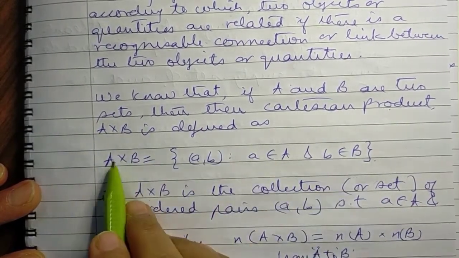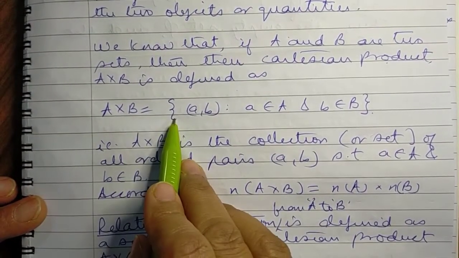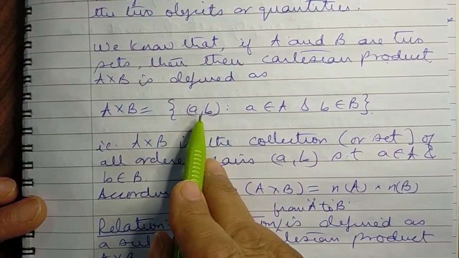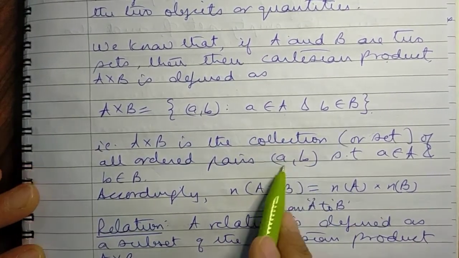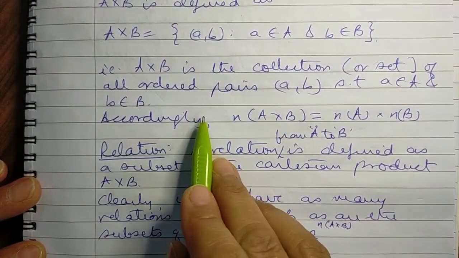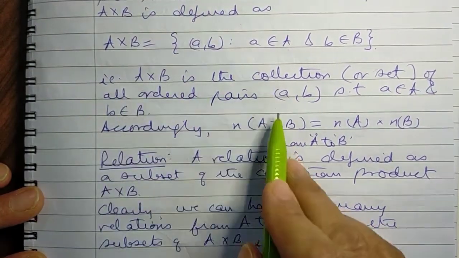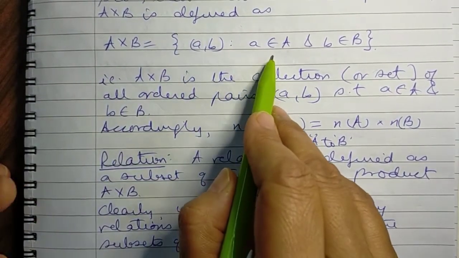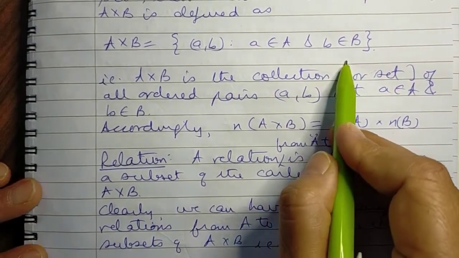then their Cartesian product A cross B is defined as A cross B is equal to the set of all ordered pairs (a, b) such that a belongs to A and b belongs to B. Now accordingly, the number of elements of A cross B would be the number of elements belonging to the set A into the number of elements belonging to the set B.